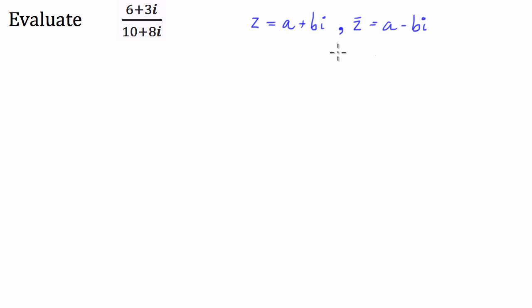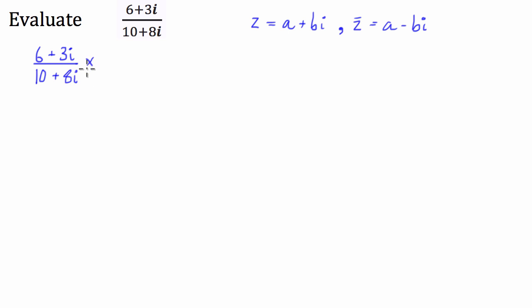Cool. So the way that we're going to exploit the complex conjugate to solve this question is we're going to use it to remove the imaginary part of the denominator. Now, how are you going to do that? Well, let me just rewrite it down here. 6 plus 3i in the numerator, and I've got 10 plus 8i in the denominator.